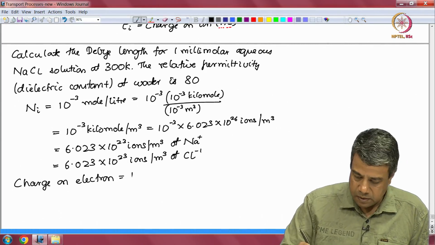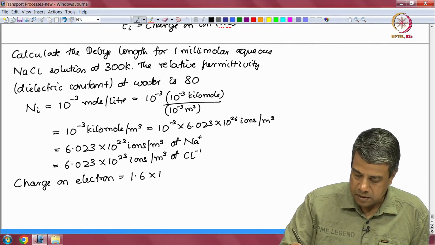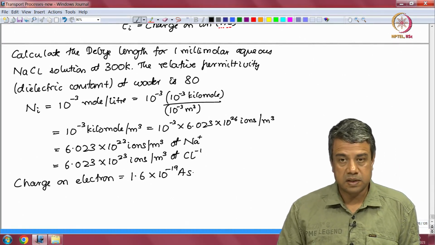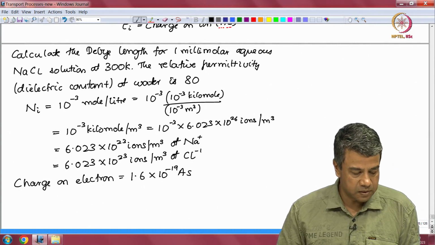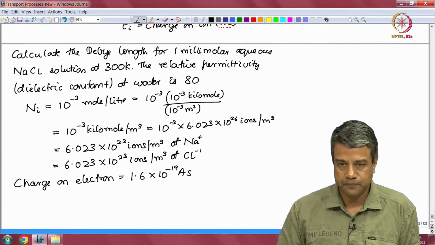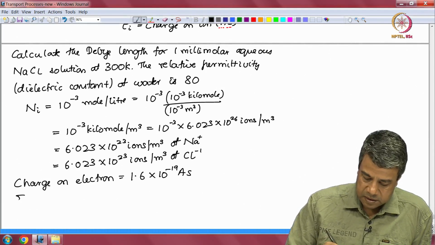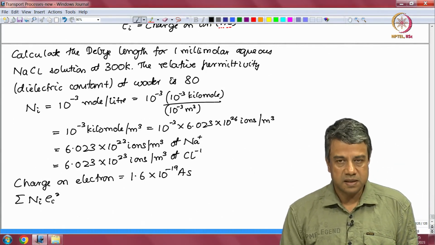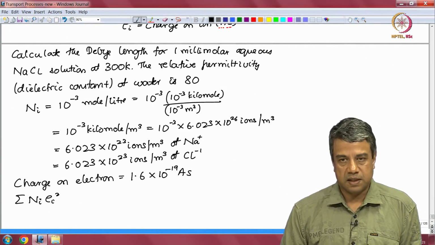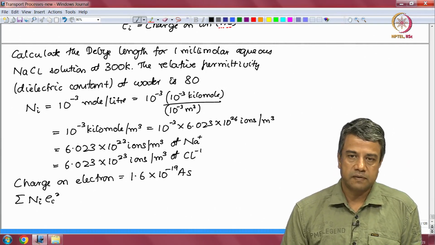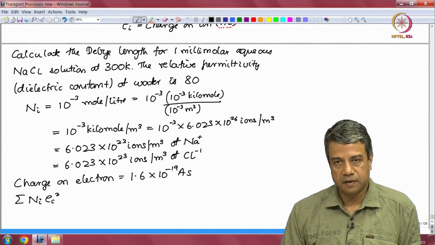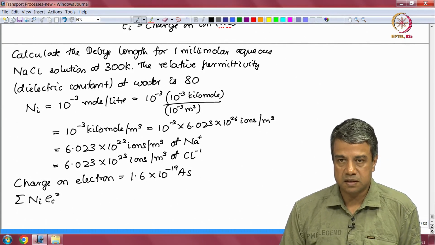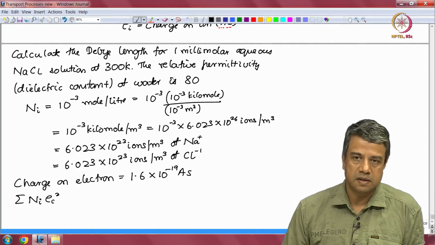1.6 into 10 power minus 19 coulombs. 1 coulomb is 1 ampere into 1 second. Therefore, in the summation of n_i e_i square, the number density is the same, and the charge has opposite sign. e_i for the positive ion is positive, for the negative is negative. However, e_i square is the same for both. It is exactly 1 charge for each sodium and 1 charge for each chloride ion.